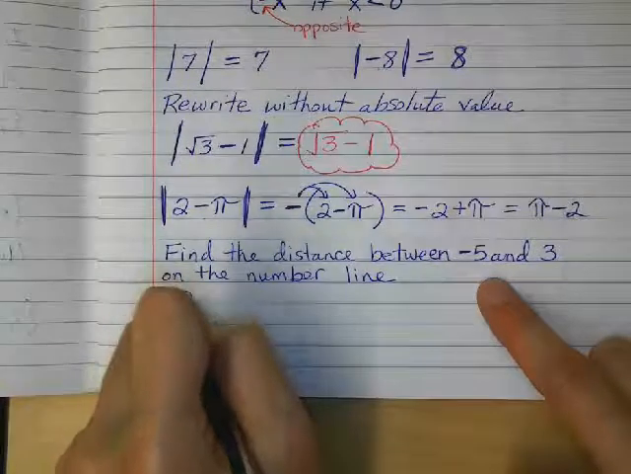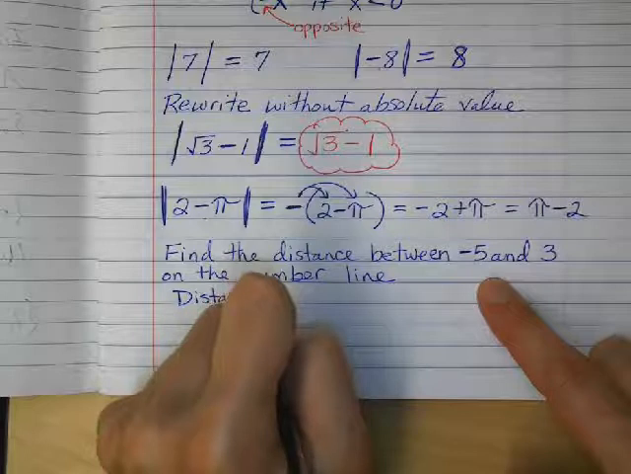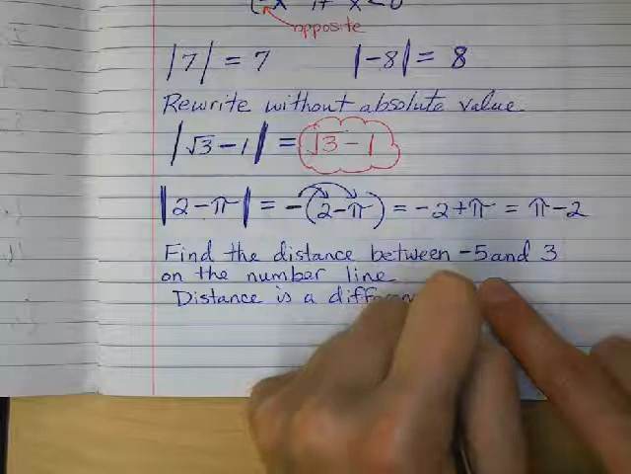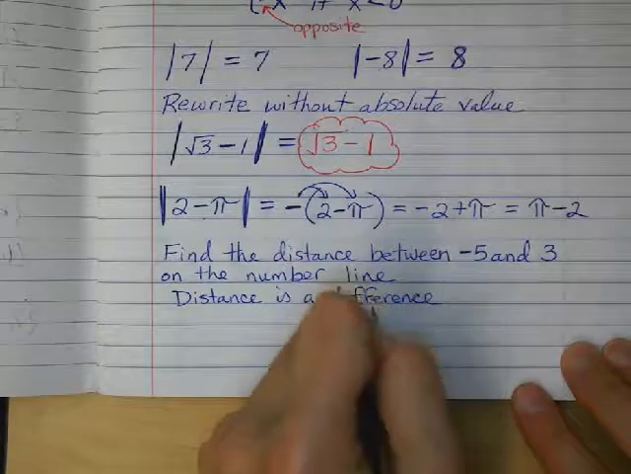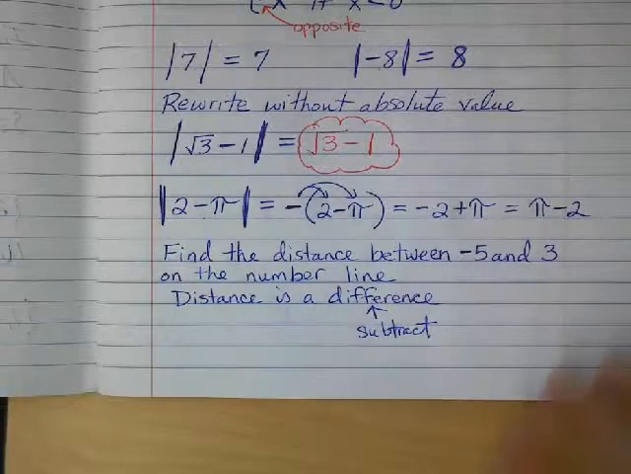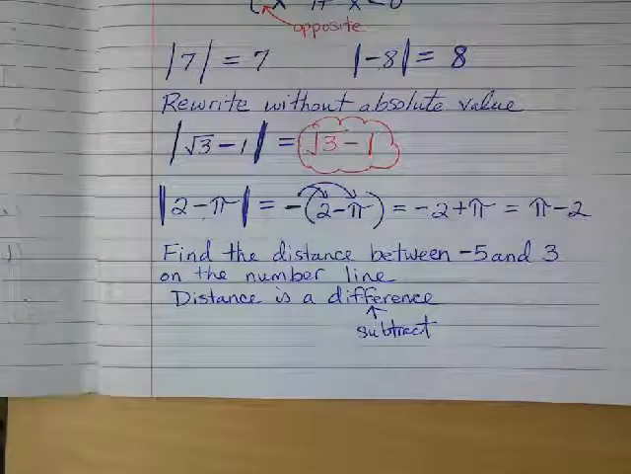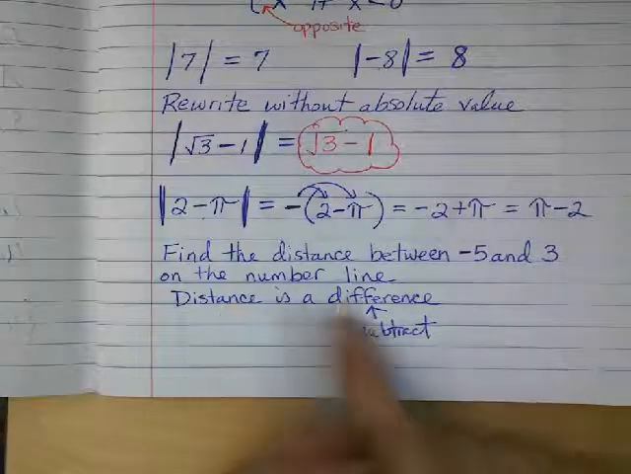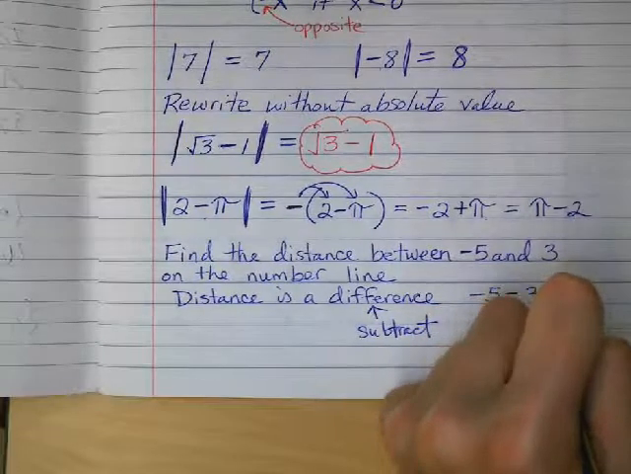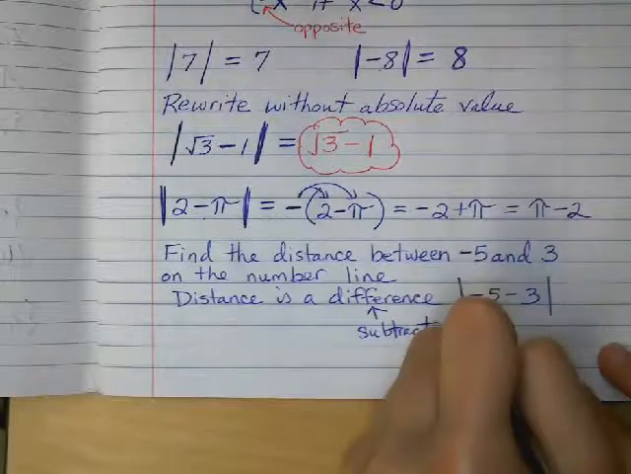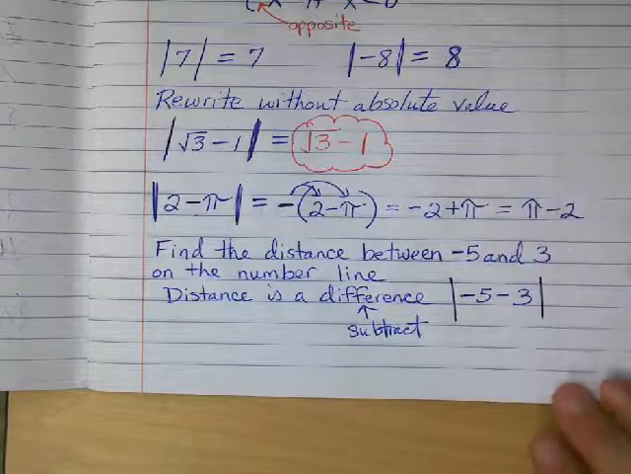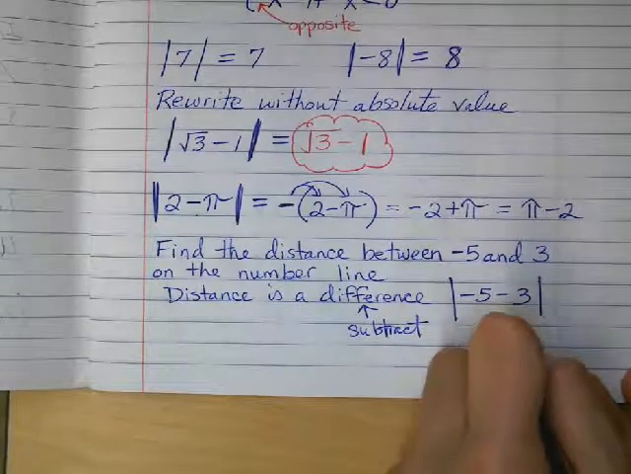So to do this one, you have to know that distance is a difference, and difference in math means to subtract. Distance is a difference from point A to point B, like how far apart, what's the difference between here and here. So that means you're going to subtract. You're going to take negative 5 minus 3. So you actually subtract those numbers. But negative 5 minus 3 is a negative answer. It's a negative 8.